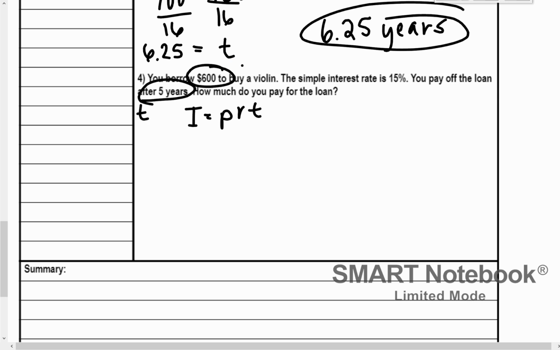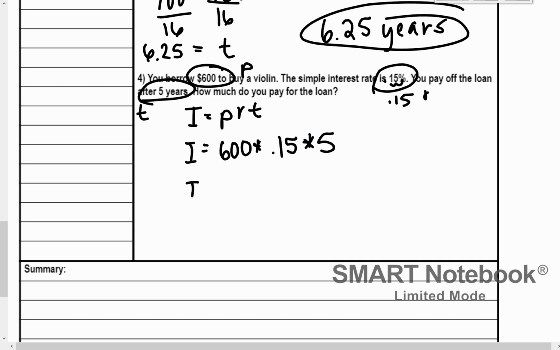Our 600 is our principal because that's how much we're borrowing. Our interest rate is 15%. We move that over, would be 0.15 is our rate. Then we just plug those in. So we don't know our interest. Our principal is 600. Our rate is 15%, or 0.15. Our time is 5 years. We take those numbers, we multiply them all together, and we should get $450.